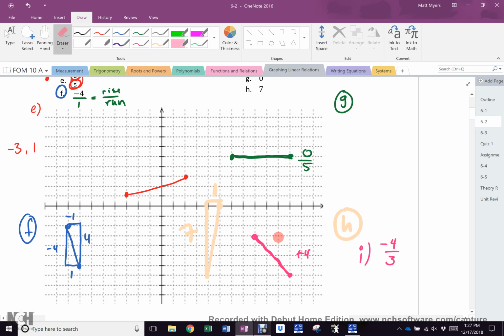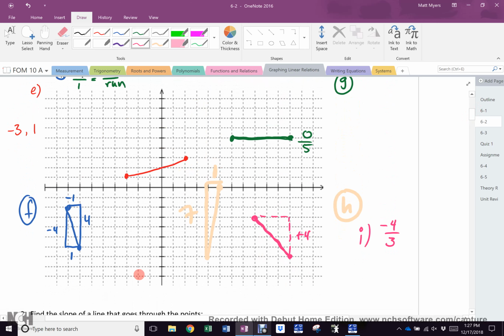And this is my slope. These are not part of it. This is the line. This is how I find it. Is everybody good? Awesome, possums.